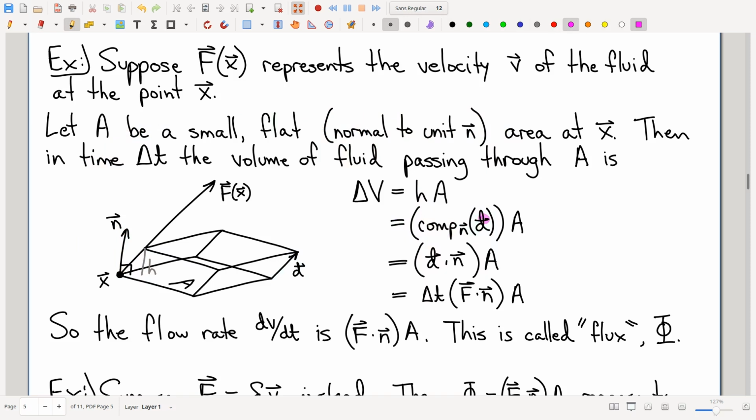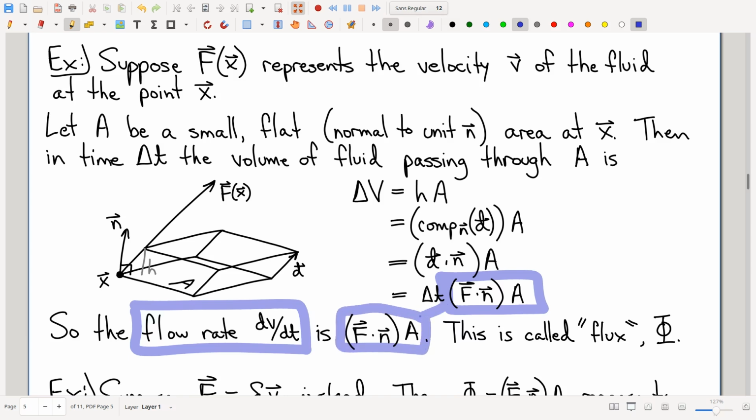Let's see here, so the normal component, that's a component in the direction of a unit vector. That means it's a dot product. The displacement vector here is velocity times time. Don't forget, of course, that the vector field is the velocity. So this just says velocity times time is your displacement. And there's our delta V, and we divide by delta T, and altogether our flow rate is this part, and that's what we call flux.